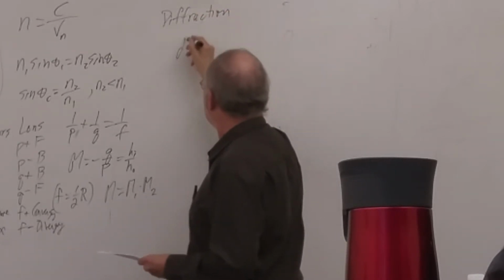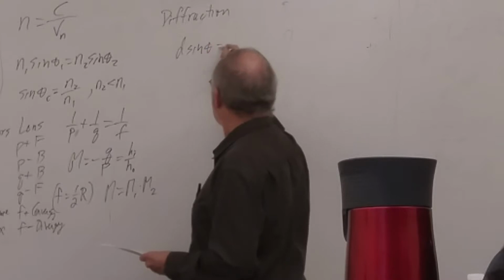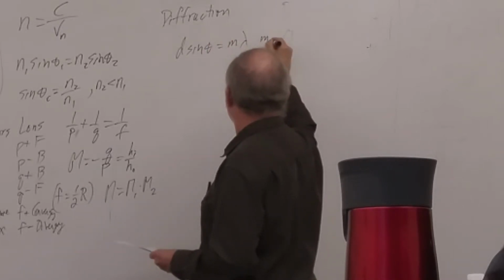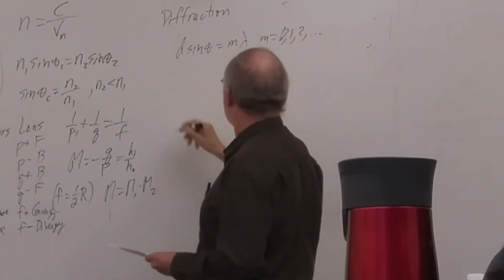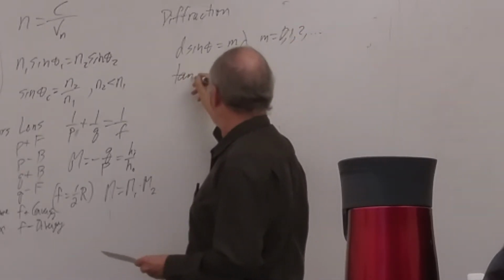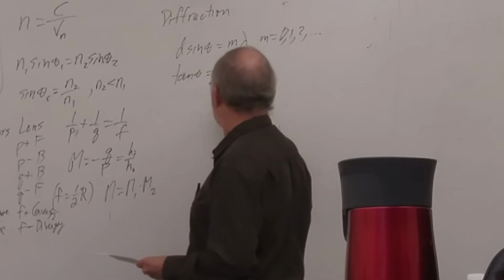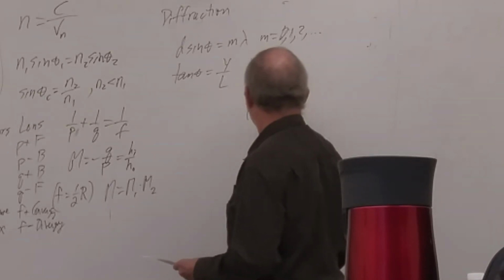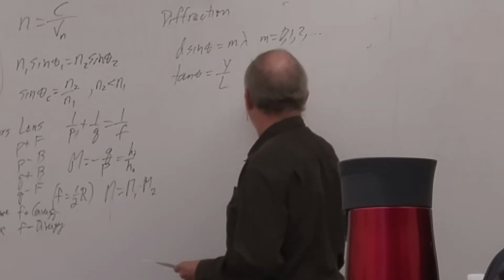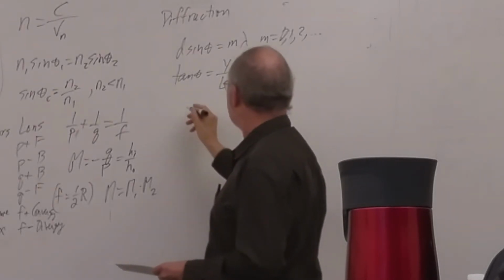So for your grating, you have d sine theta is equal to m lambda, where m is 0, 1, 2, and so on. The tangent of the angle is y over L. Think of your grating, L is the distance to the screen. The y is how far away from the 0 point you are. And here's your theta, and d is the distance between the openings.